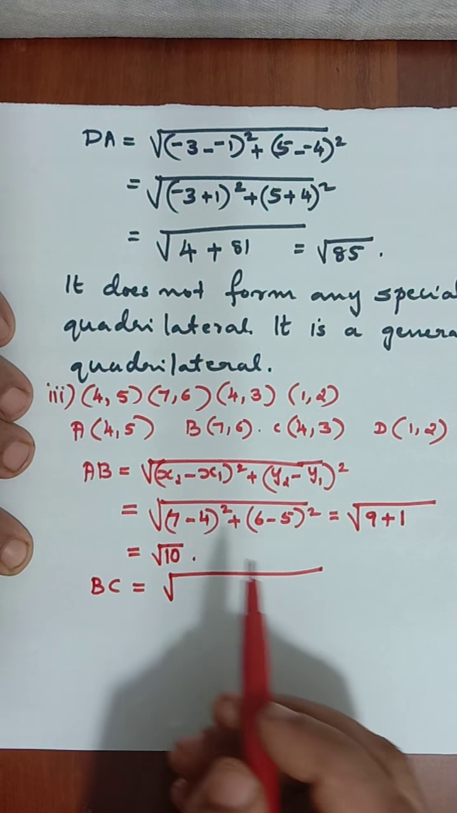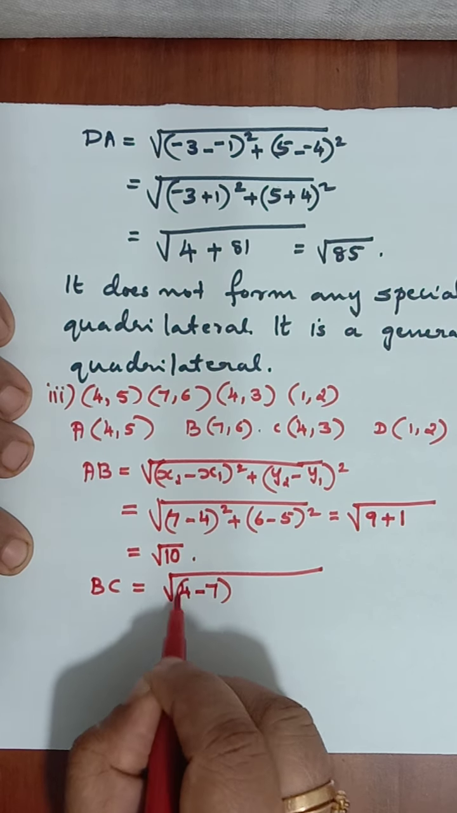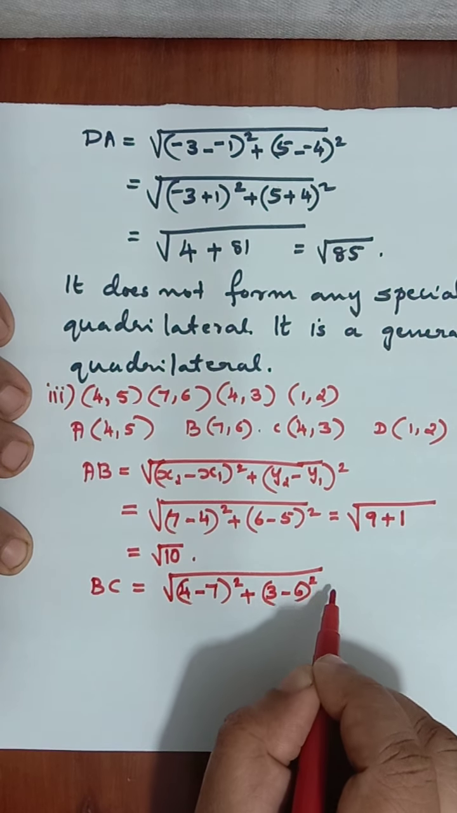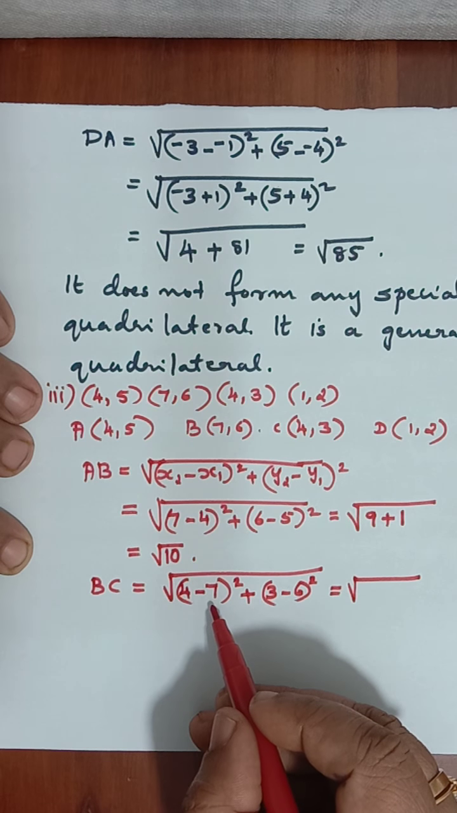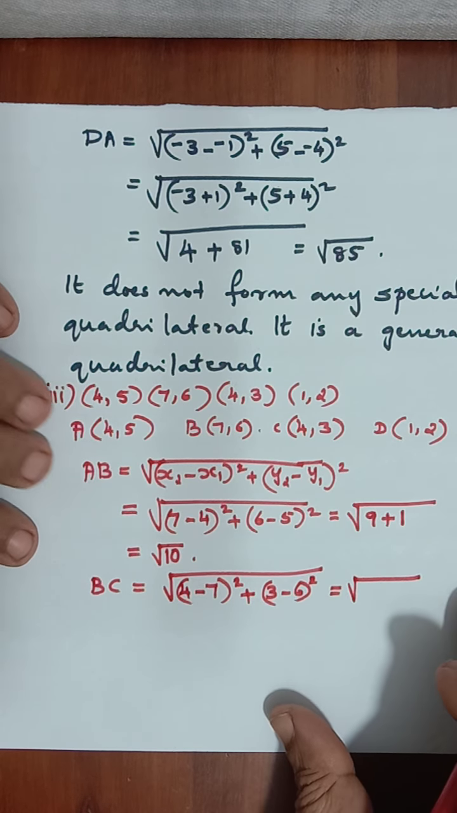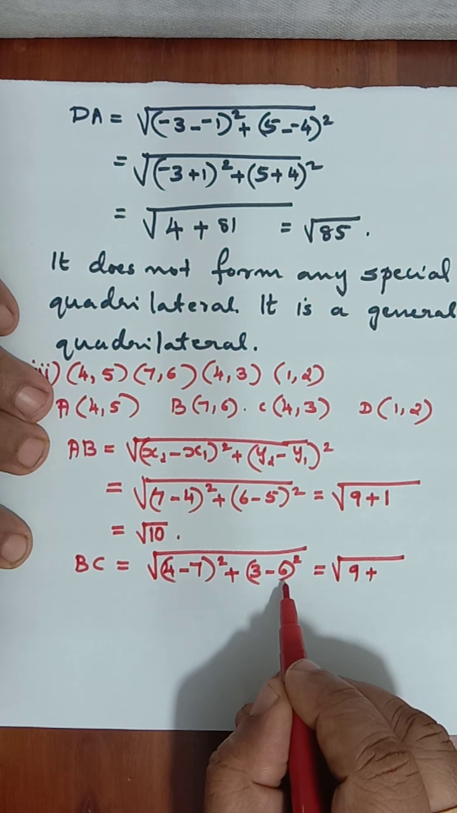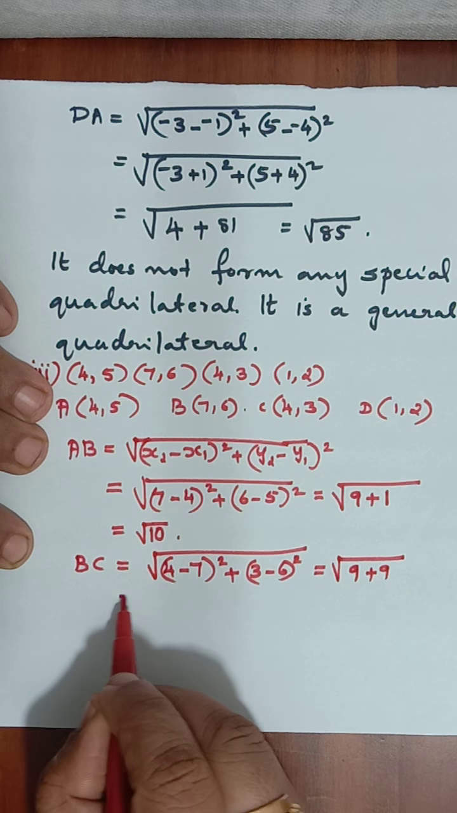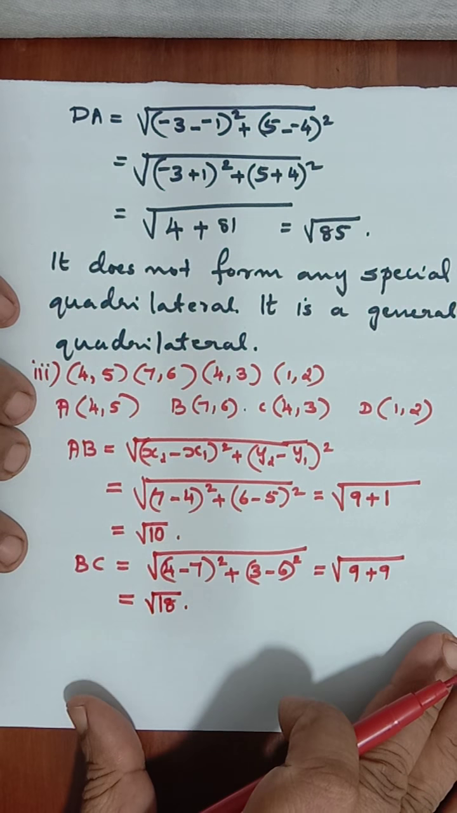For BC also use the same formula. BC is x2 minus x1 whole square plus y2 minus y1 whole square. This is equal to square root of 4 minus 7 is negative 3 whole square. Negative 3 whole square is 9, plus 3 minus 6 is negative 3 whole square, again it is 9. So that's equal to square root of 18. Here we have AB, BC.